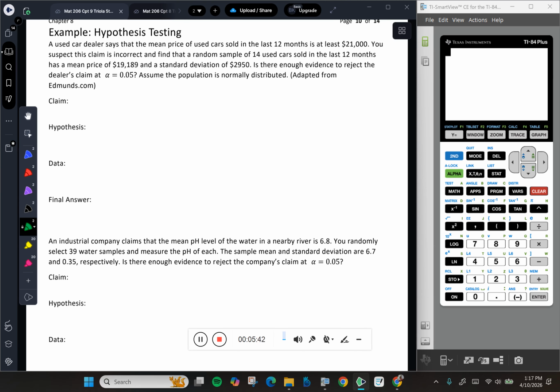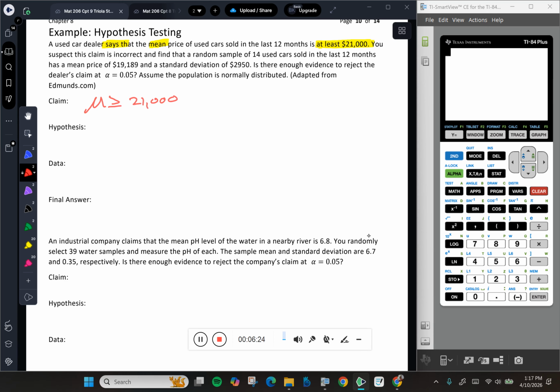A used car dealer says that the mean price of used cars sold in the last 12 months is at least $21,000. That's our claim, right? Says, claims, mean price, at least $21,000. So the claim is that the mean is at least $21,000. So we have a claim about a population mean of greater than or equal to $21,000.